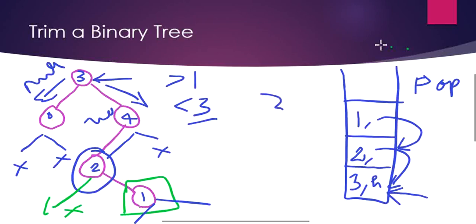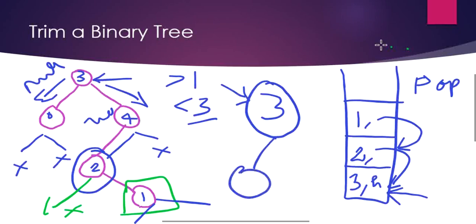So the tree now looks like 3 that has a dummy head, that is what we are going to return as root, and then 2, and finally 1. So this is how our iterative approach works. So this works in order of n time in worst case. So moving on to our recursive approach.